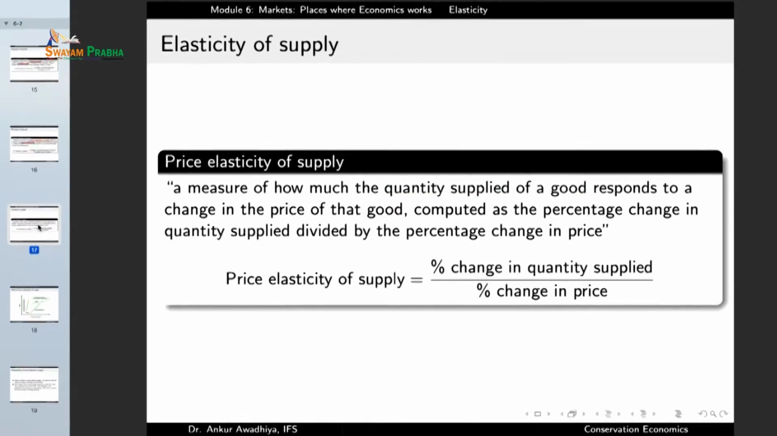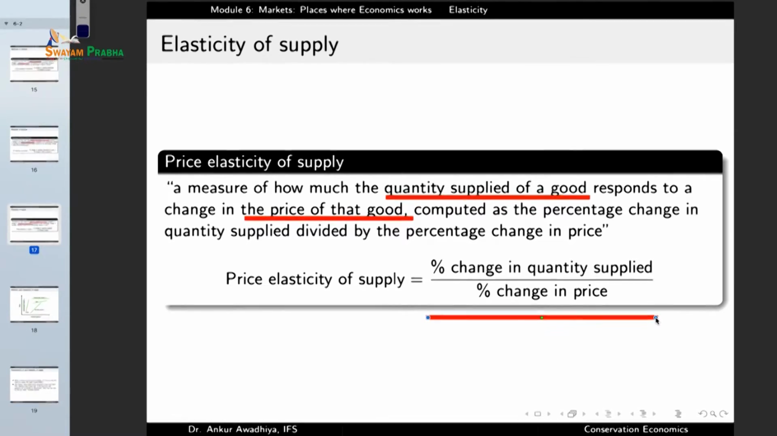Now, similar to the elasticity of demand, we also have the elasticity of supply. Now, price elasticity of supply, similar to what we had in the case of price elasticity of demand, is a measure of how much the quantity supplied of a good responds to a change in the price of that good, computed again as the percentage change in the quantity supplied divided by the percentage change in price.